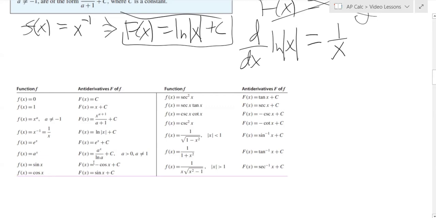A to the x goes to a to the x over natural log a. Sine goes to negative cosine. Cosine goes to sine. And then the other trig functions, and then the inverse trig functions here as well.